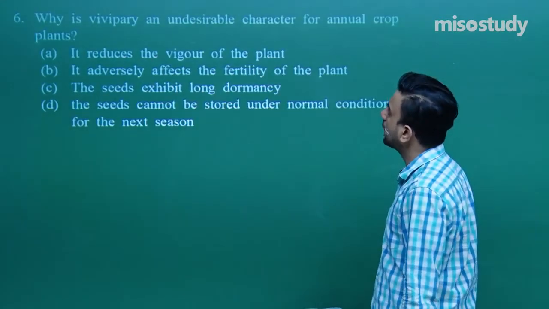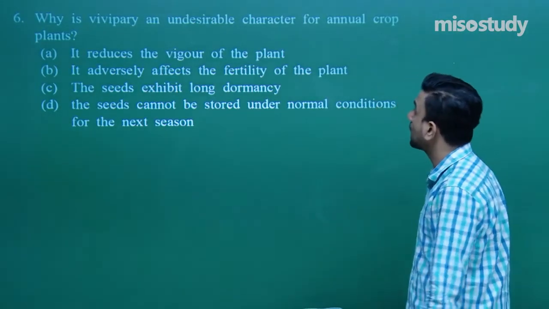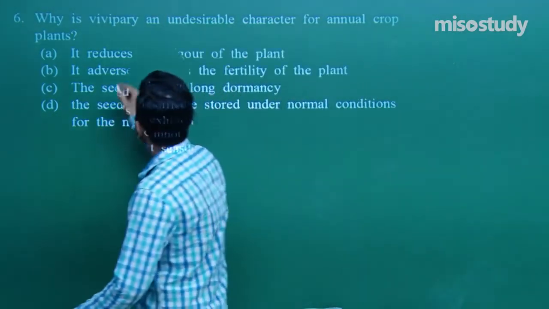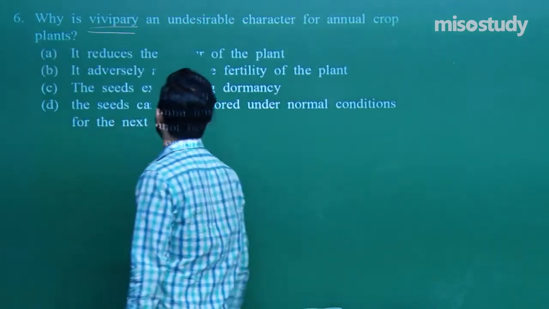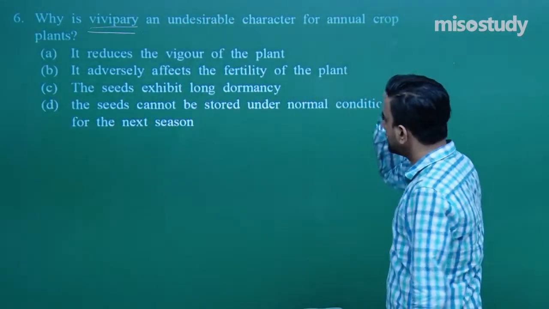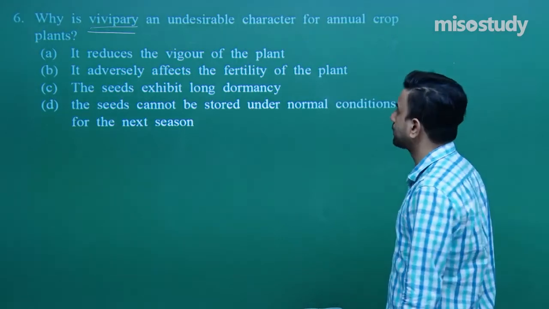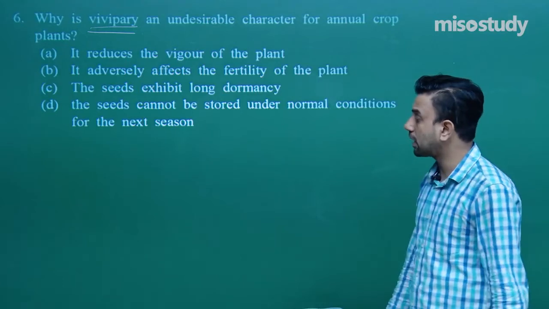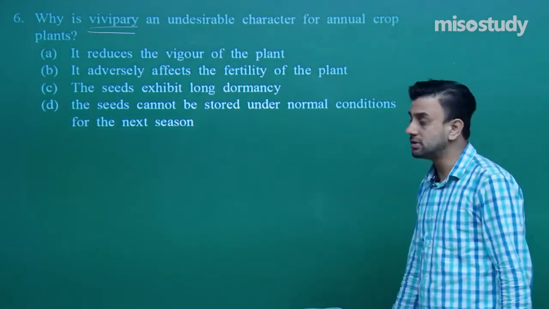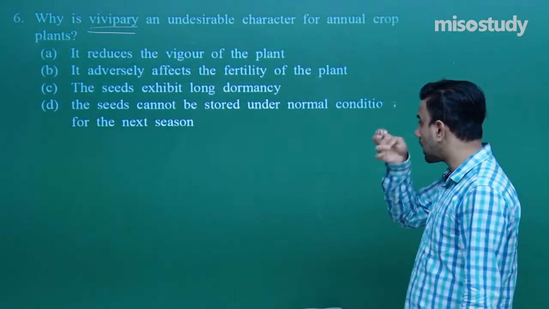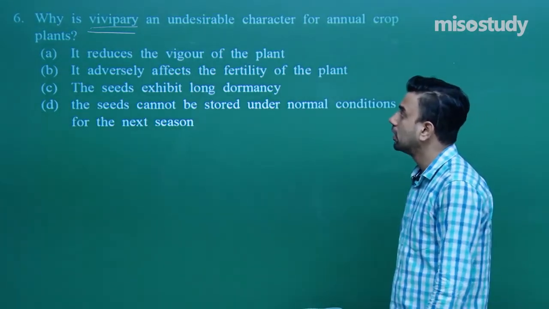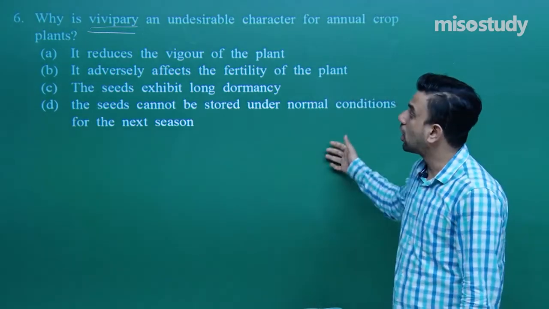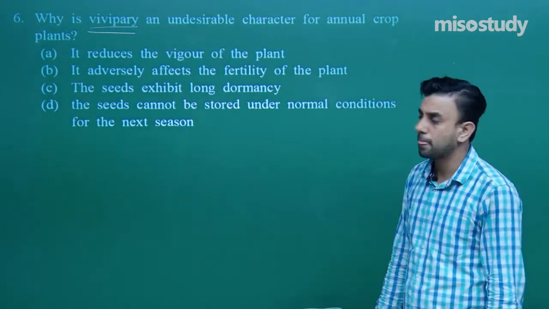What is vivipary? Why is vivipary an undesirable character for annual crop plants? A, it reduces the vigor of the plant. B, it adversely affects the fertility of the plant. C, the seeds exhibit long dormancy. And D, the seeds cannot be stored under normal conditions for the next season. So first of all, what is vivipary? Vivipary is the germination of the seed on the plant.